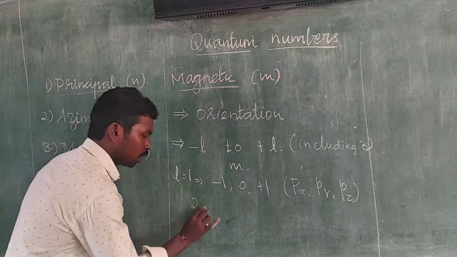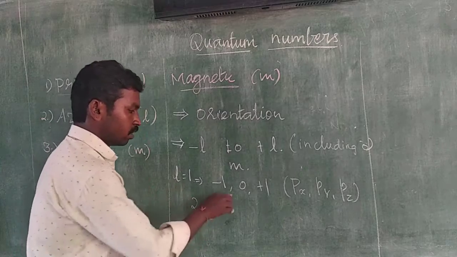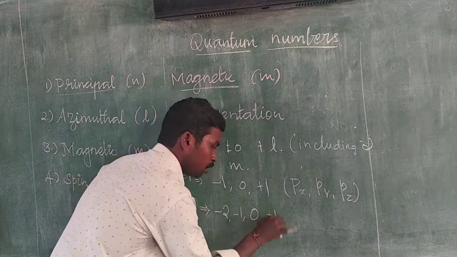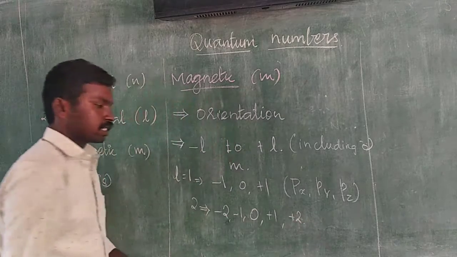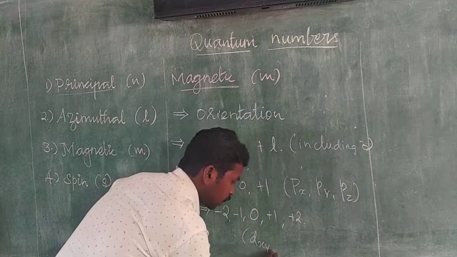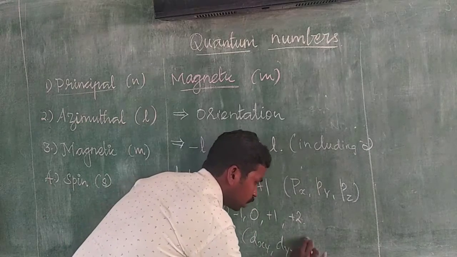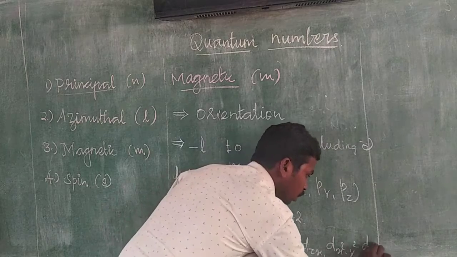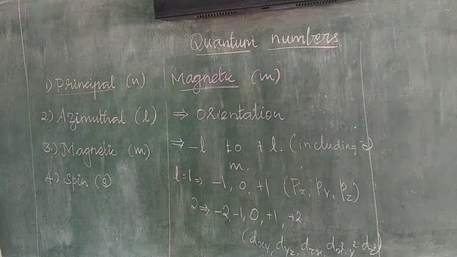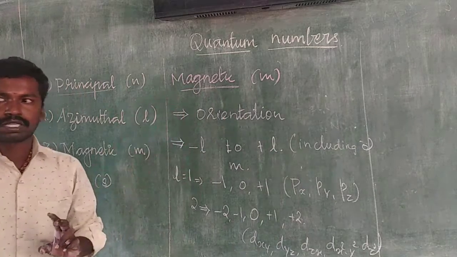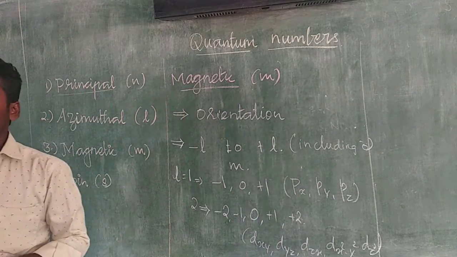For l value 2, the m values will be minus 2, minus 1, 0, plus 1, plus 2. It has 5 orientations for the d orbital, which we can write as dxy, dyz, dzx, dx2-y2, and dz2. These are the 5 orientations of d orbitals. So the orientations can be found by using the magnetic quantum number.